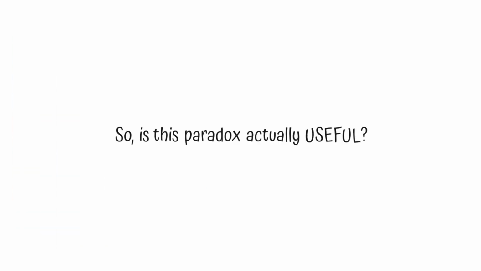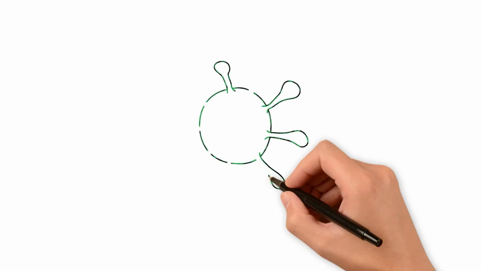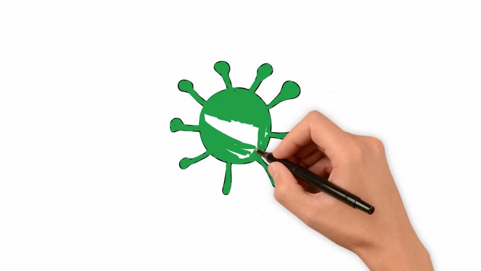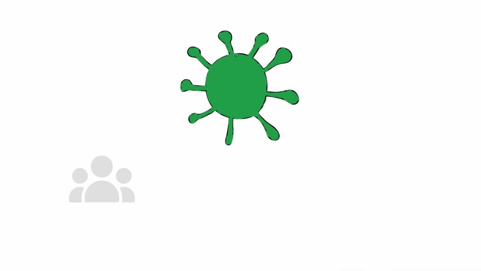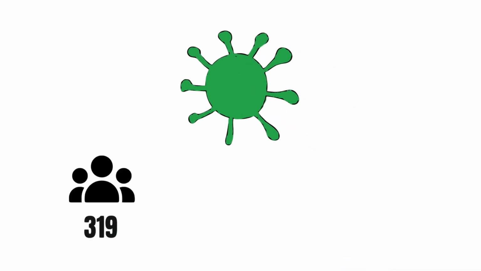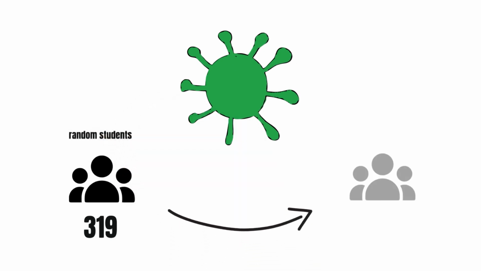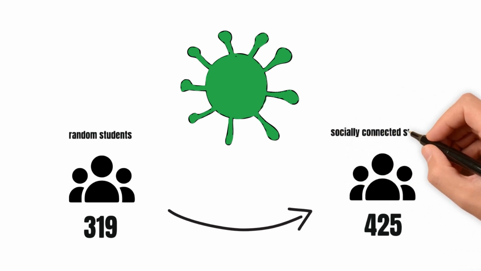Not necessarily, but there's one potential application. In 2010, researchers conducted a study to predict flu epidemic spread using the friendship paradox. They contacted 319 students, grouping them into a random set, and a group instructed to name their friends. This identified a set of 425 more socially connected students.